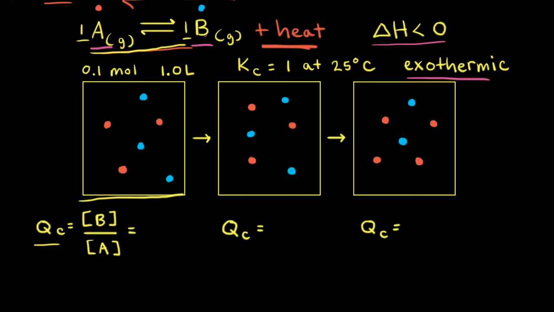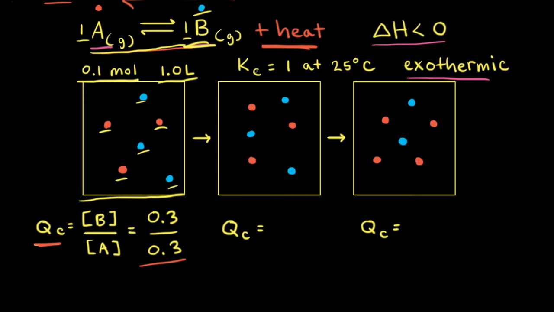To find the concentration of B, we know that B is represented by blue spheres, so there are 1, 2, 3 blue spheres, and if each sphere represents 0.1 moles of a substance, 3 times 0.1 is equal to 0.3 moles of B, and if the volume is equal to 1.0 liter, 0.3 divided by 1.0 liter is 0.3 molar, so the concentration of B is equal to 0.3 molar. There are also 3 particles of A, therefore the concentration of A is also equal to 0.3 molar. 0.3 divided by 0.3 is equal to 1, so QC at this moment of time is equal to 1.